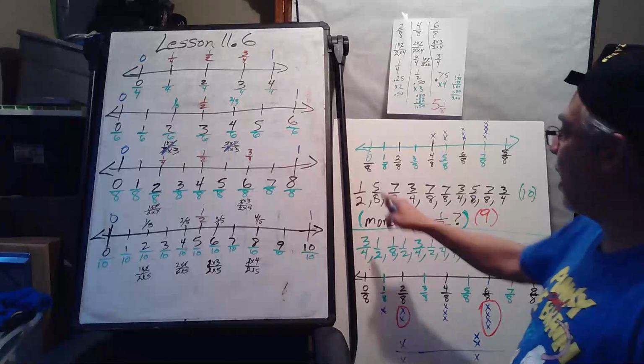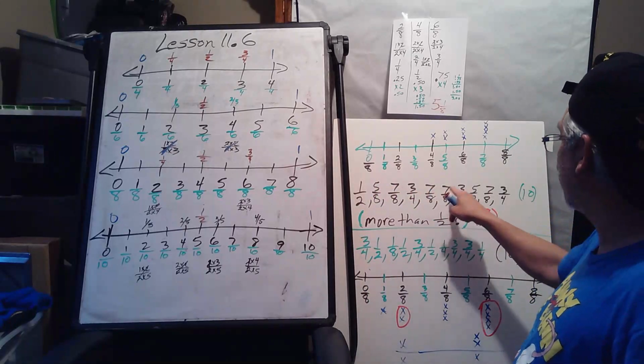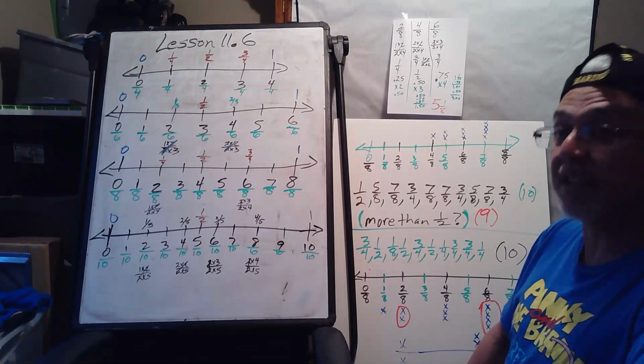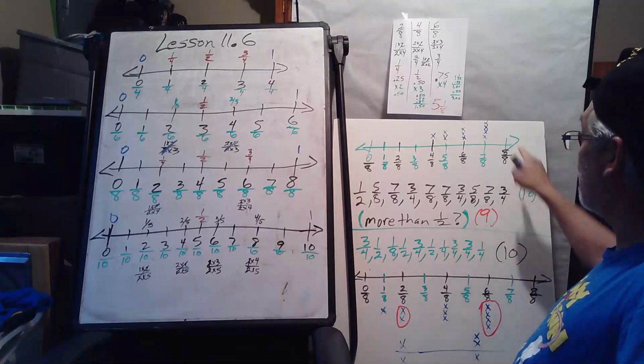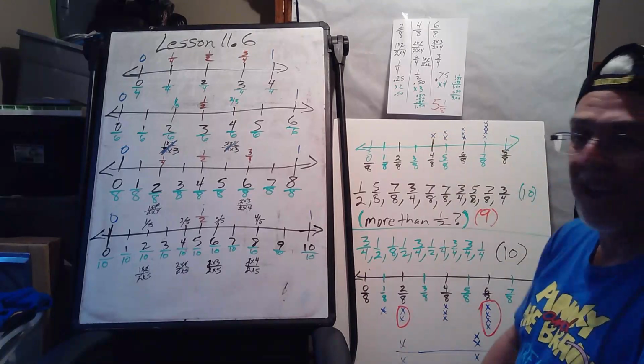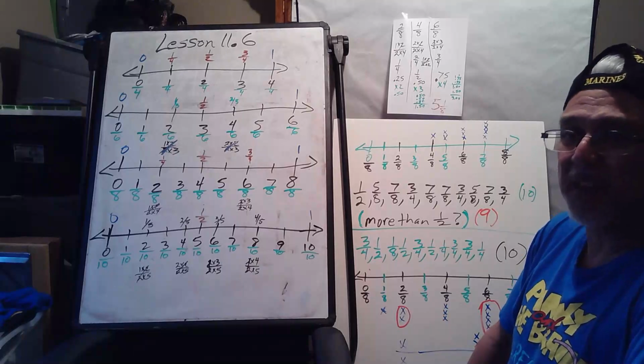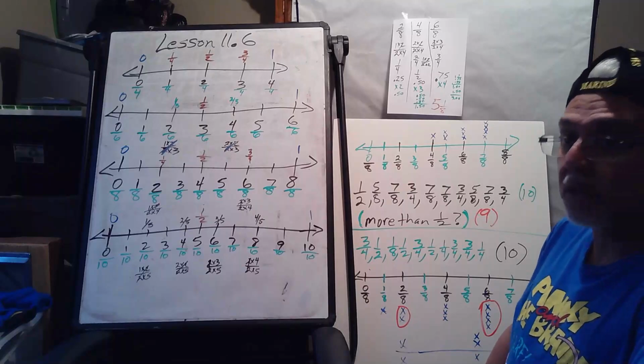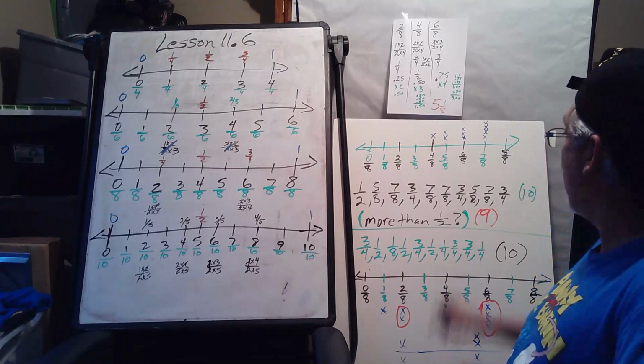I counted up. 1, 2, 3, 4, 5, 6, 7, 8, 9, 10. There's 10 numbers listed, so there should be 10 marks up above. I don't care if you put smiley faces, check marks, dots, X's. Just trying to show. Alright, so I did it.